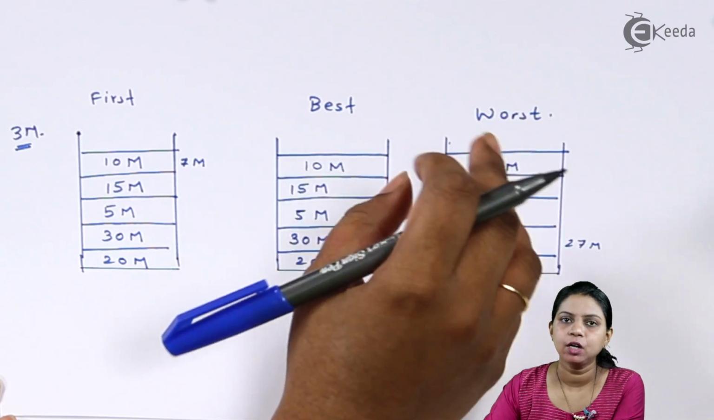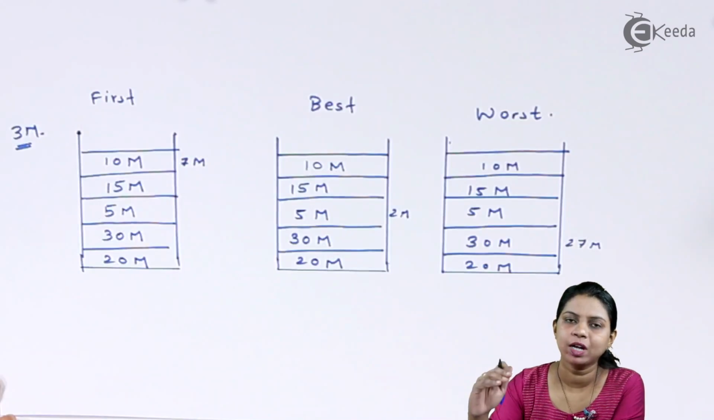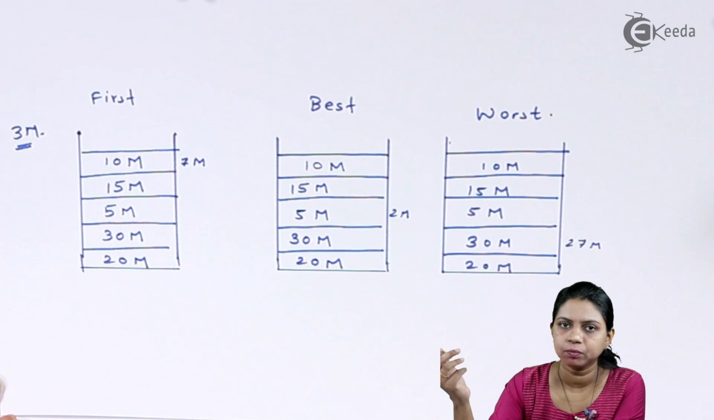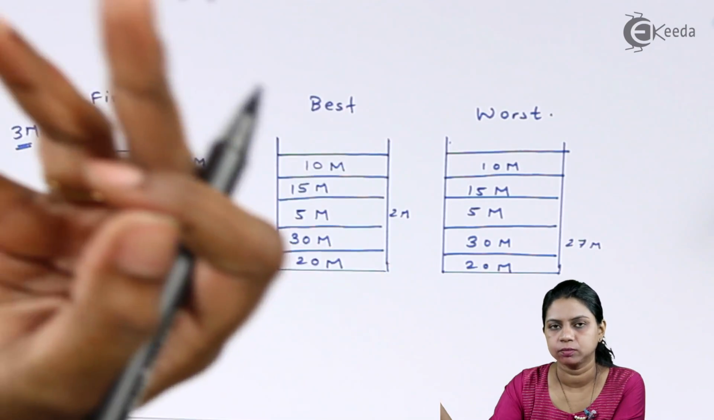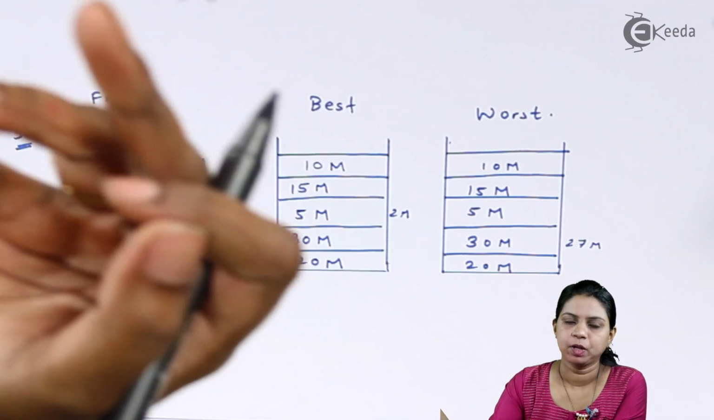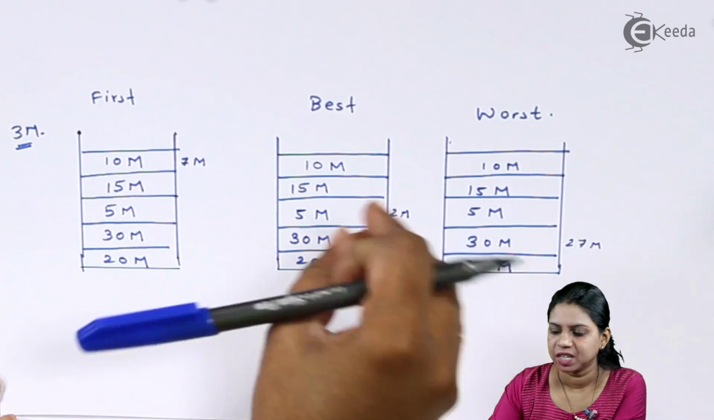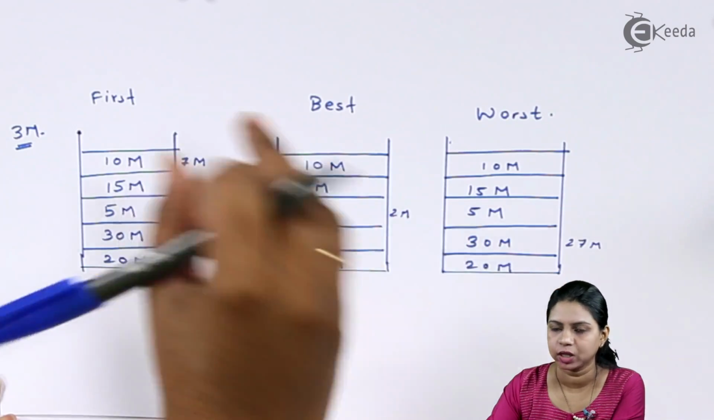Now this wastage of memory is called fragmentation. There are two types of fragmentation. Number one is called internal fragmentation and number two is called external fragmentation. We will see what fragmentation is in detail in the concept of memory management.